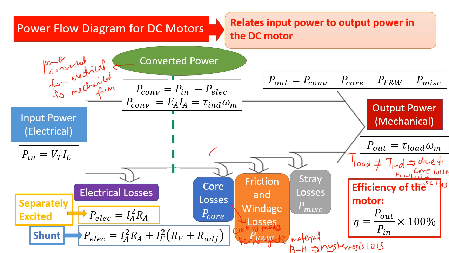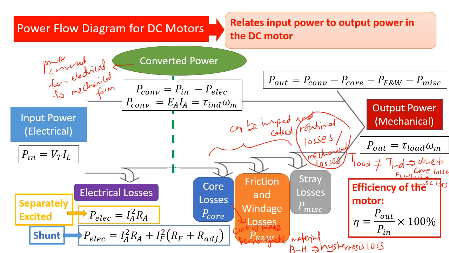Sometimes these three losses can be lumped together and called rotational losses, or sometimes called mechanical losses. So all three of these, sometimes we call P rotational or P mechanical loss.